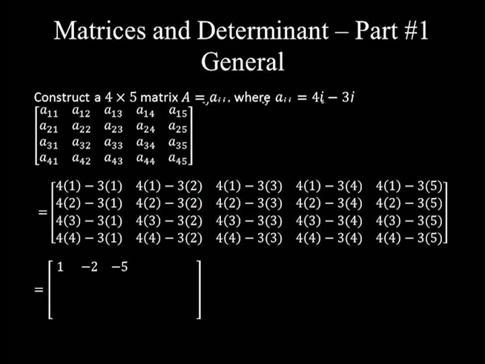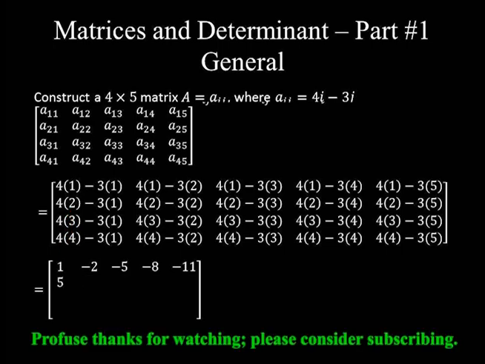For A sub 1 4 position, 4 times 1 is again 4 and 3 times 4 is 12. Hence 4 minus 12 is equal to negative 8. And for A sub 1 5 position, 4 times 1 is again 4 and 3 times 5 is 15. Hence 4 minus 15 is equal to negative 11. When we come to row 2, 4 times 2 is 8 and 3 times 1 is 3. So 8 minus 3 is 5.